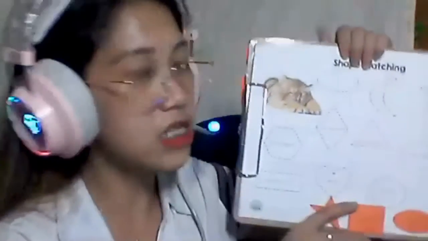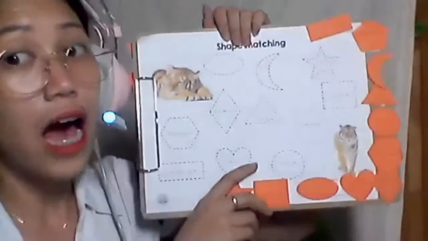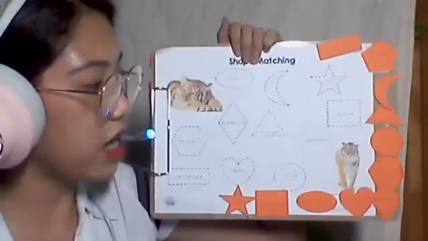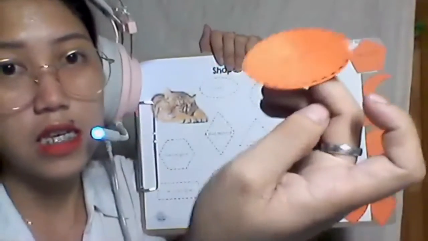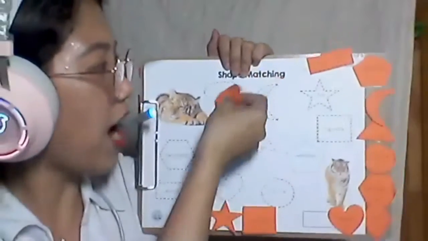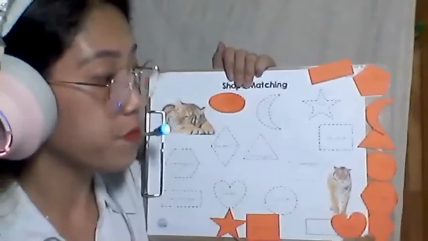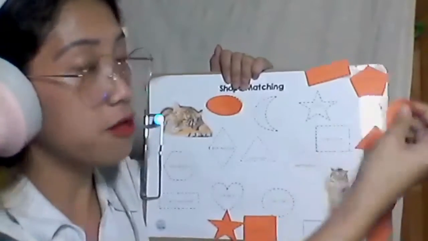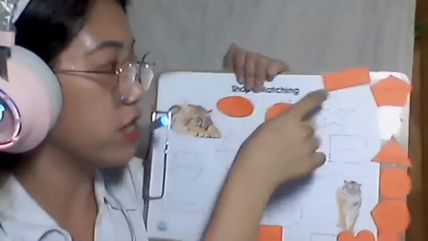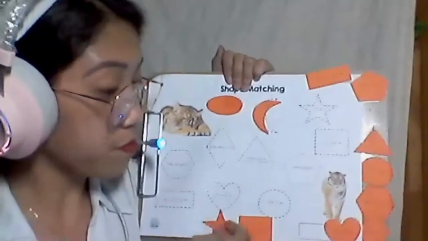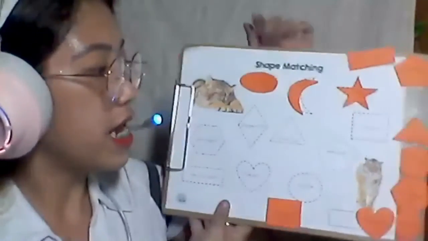Okay. This is another worksheet, and this is a shape. How about let's identify all the shapes. The first one, what shape is this? It's an oval. Next one, what shape is that? How about this one? What shape is this? It's a crescent. Very good. Next one is a, what shape is this? A star. Very good.